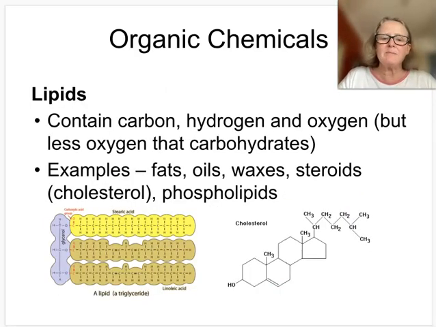Next, lipids. Lipids are similar in chemical composition to carbohydrates, but they have slightly less oxygen, and this is the posh name for fats. It also includes oils, which are liquid at room temperature, whereas fats would be solid, and then other things such as waxes and steroids, like cholesterol, and phospholipids, which are in cell membranes. They have water repellent properties, which makes them great for things like cell membranes.